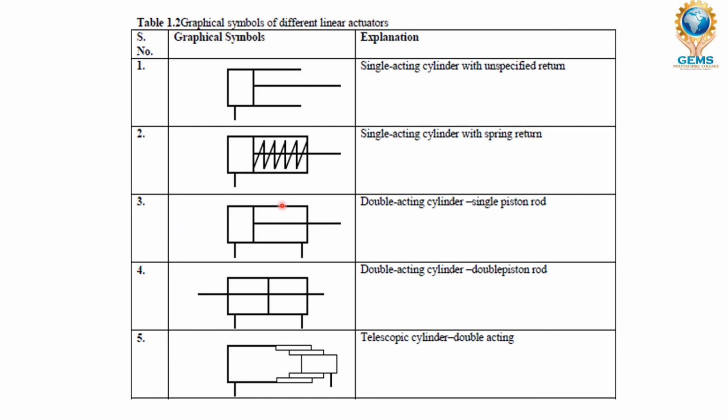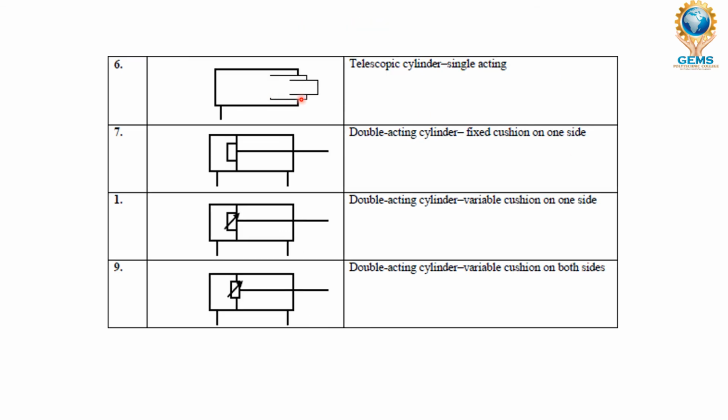This is the double acting cylinder with a single piston rod, one port for inlet, one for return. And this is the double acting cylinder with a double piston rod. This is the telescopic cylinder double acting, so one inlet and one outlet. This is the telescopic cylinder single acting, and this is the double acting cylinder with fixed cushion on one side. This is the cushion, and this is the double acting cylinder with variable cushion.